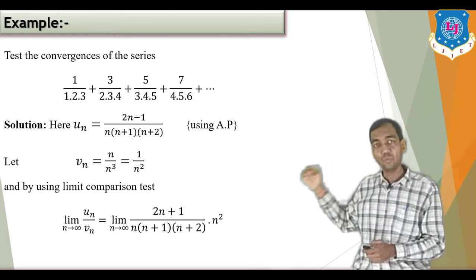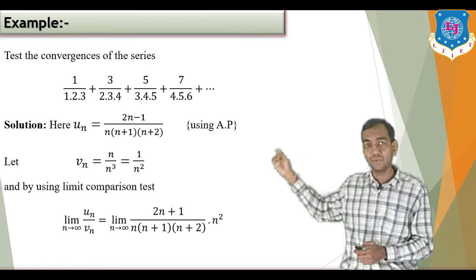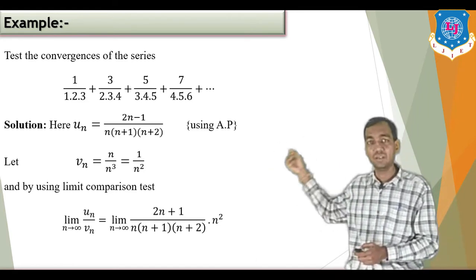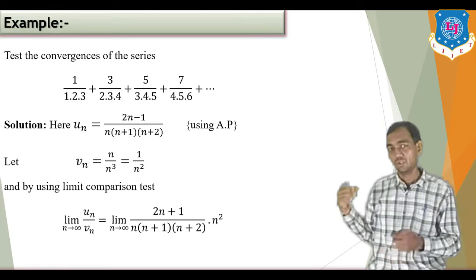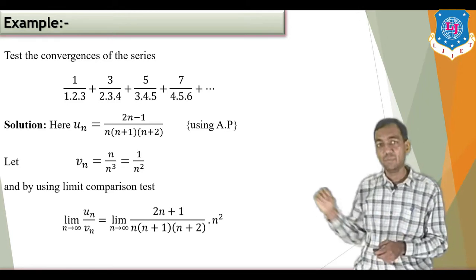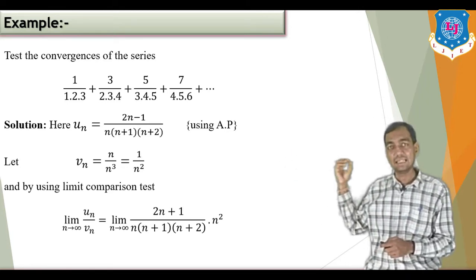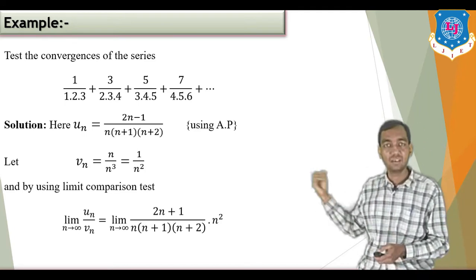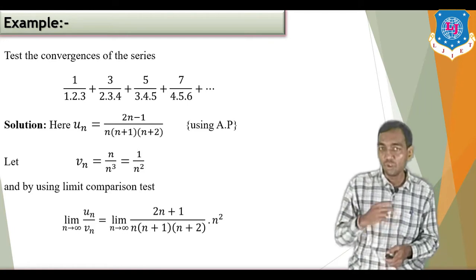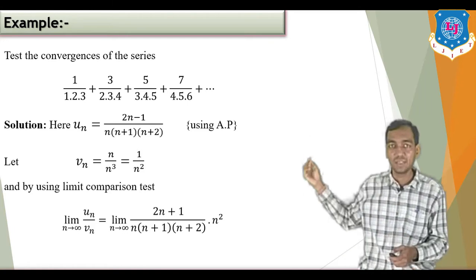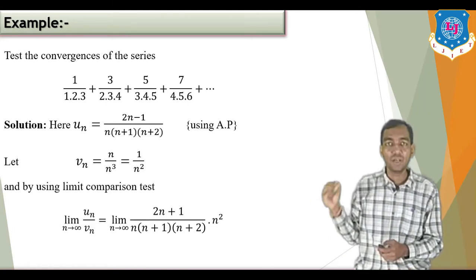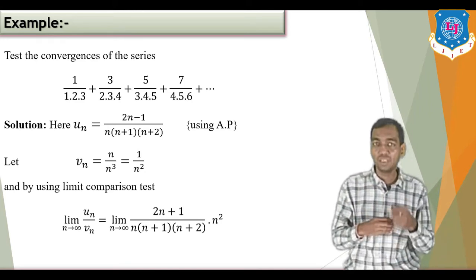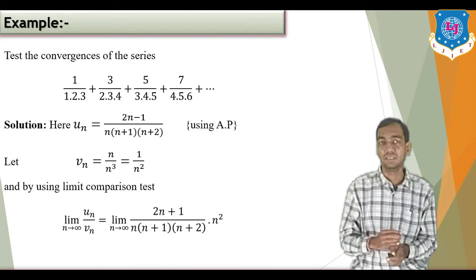In the same manner, from the denominator, if we take the first factor, it is 1, 2, 3, 4 simply, so that will be simply n. If you consider the second factor, that will be n plus 1. In the same manner the third factor will be n plus 2. So your Un will be (2n minus 1) divided by n into (n plus 1) into (n plus 2). So in such a manner you have to find out the nth term of a series.